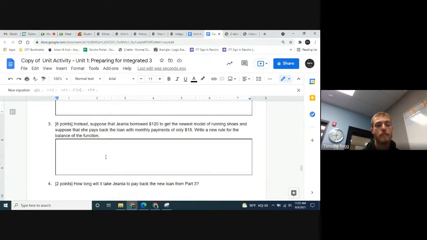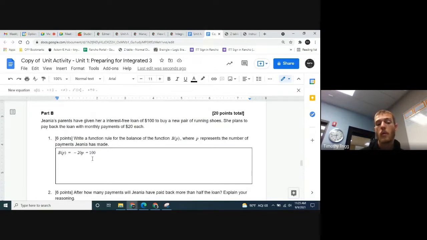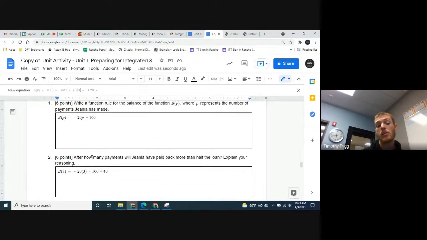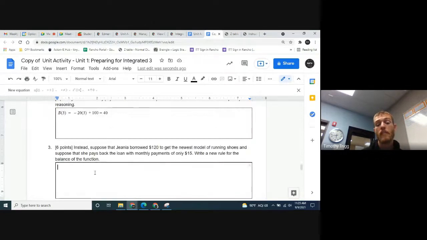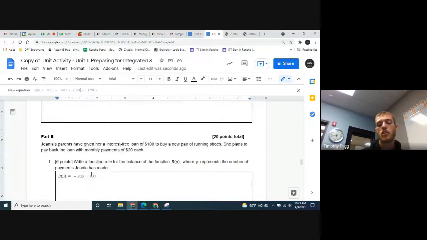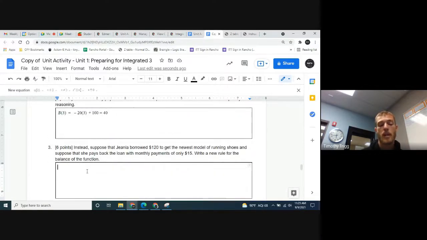Okay, question 3. Instead, suppose Jana borrowed $120 to get the newest model of running shoes, and suppose she pays back the loan with monthly payments of only $15. Write a new rule for the balance of the function. Okay, so very similar to what we did here, except in this question, she's making $15 payments and she owes $120 to start. See if you could write a function that models that. Go ahead and pause the video and see if you can write that function.